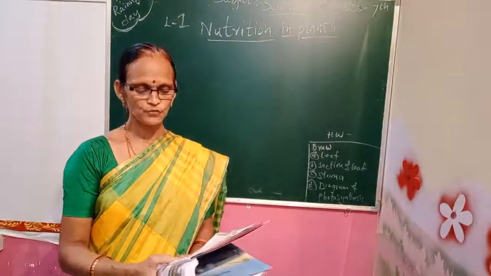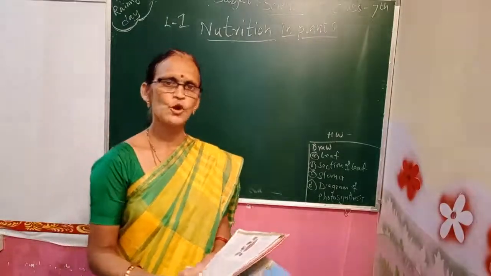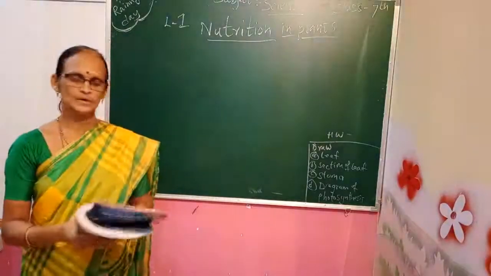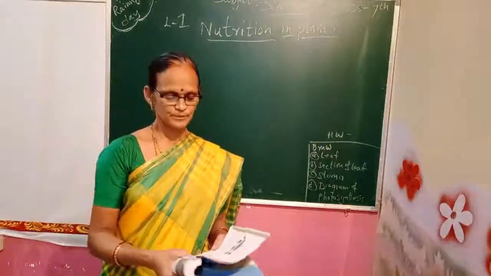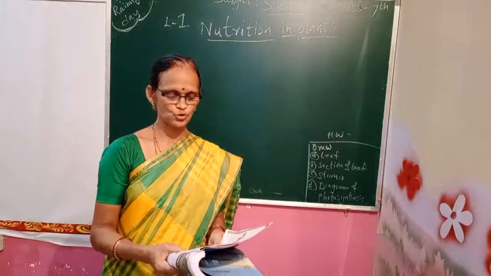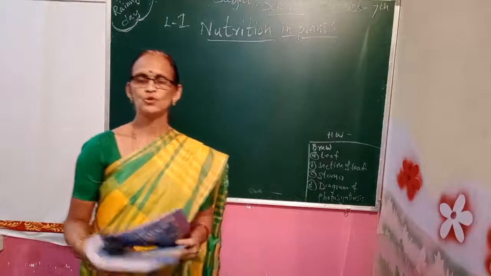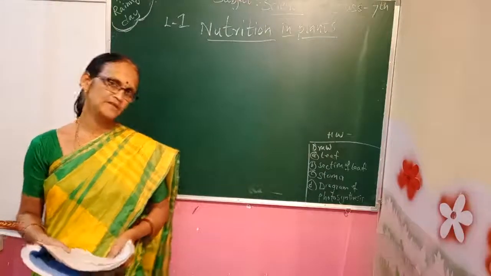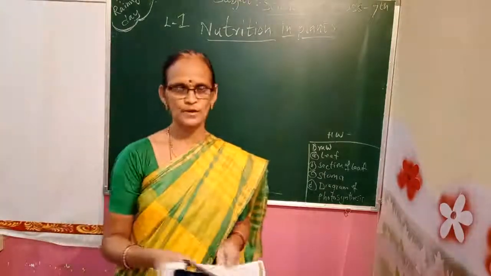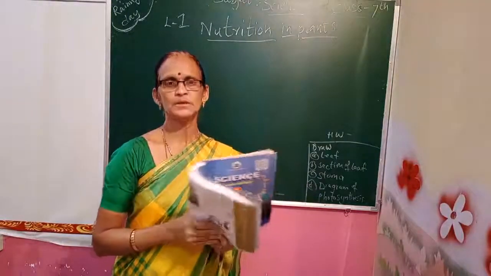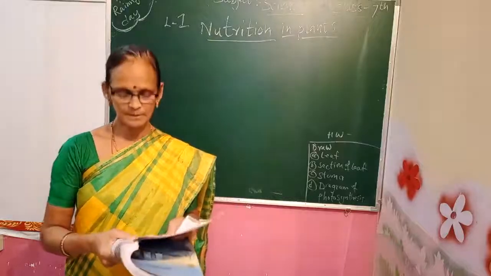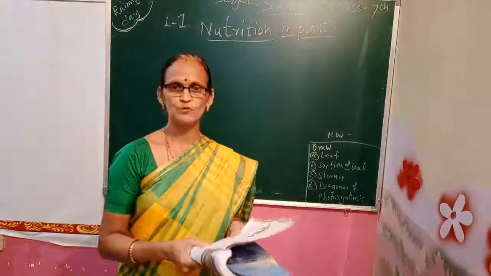Other modes of nutrition in plants. Now, let us see what the other modes are. There are some plants which do not have chlorophyll. I told you all plants prepare their own food. They have green color pigments, that is called chlorophyll. But in some plants, some countable plants, there is no chlorophyll. They can't prepare their own food. Let us see what they are.